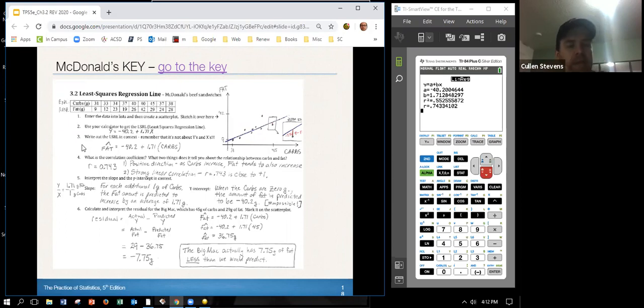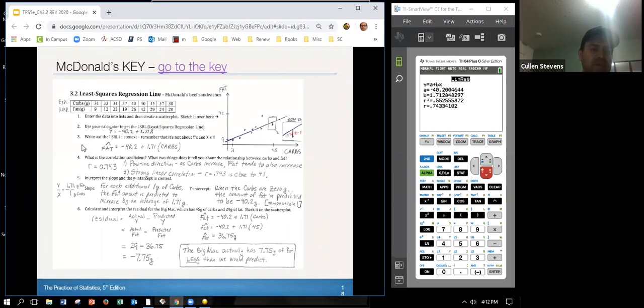Now from 3.1, what does r mean? We can see r is 0.743. What's the correlation coefficient? What are two things that we know? Well, we can see that it's a positive correlation, and so we can see it's a positive direction. That means as carbs increase, the fat tends to also increase.